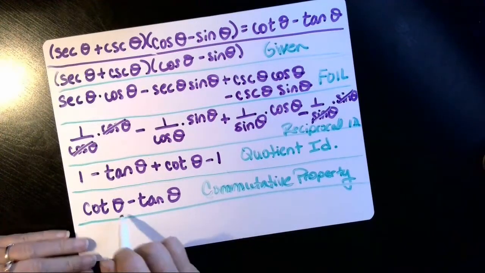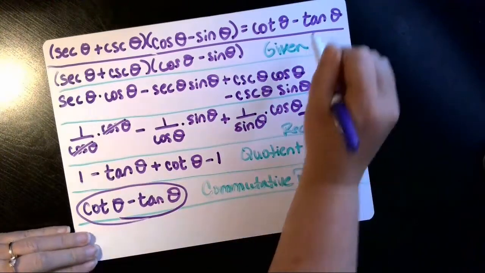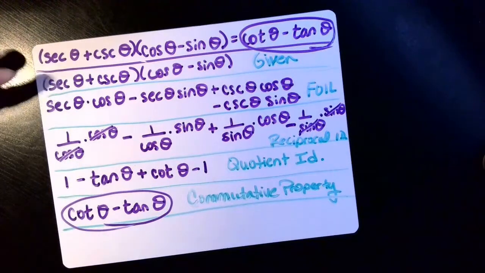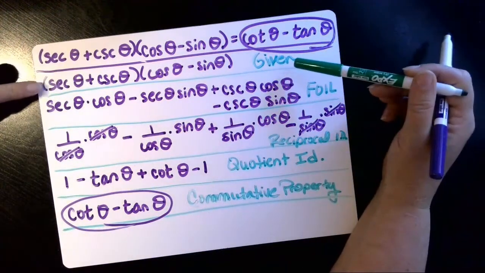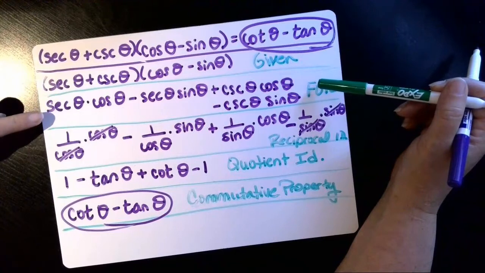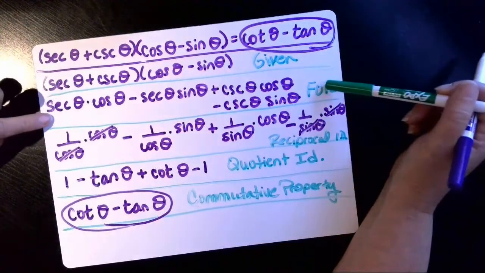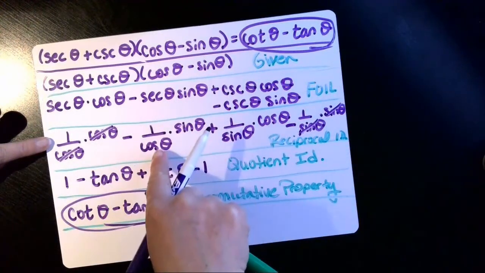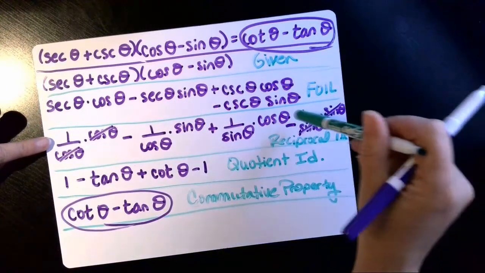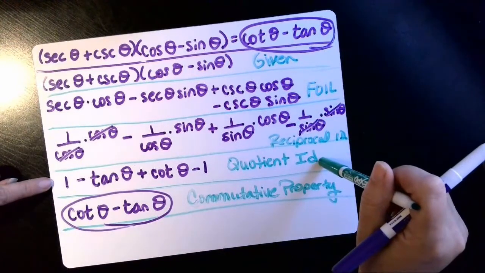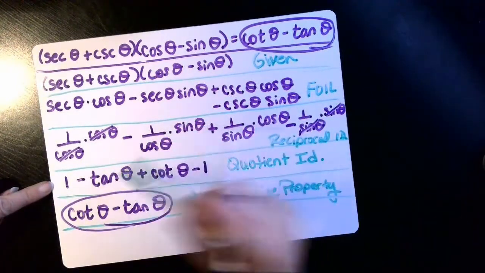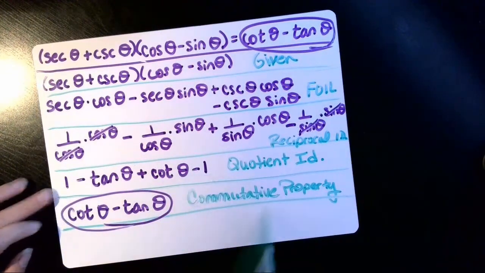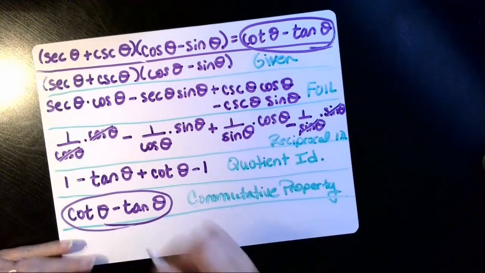Now we've got cotangent of theta minus tangent of theta, which matches the simpler side of my identity. So I started with the more complicated side as my given information. I expanded out that product of binomials by foiling. Then I applied a reciprocal identity to the secant and the cosecant terms, simplified those, and applied a quotient identity, for sine over cosine is tangent, and cosine over sine is cotangent. And then we simplified, used the commutative property, and that identity is verified.